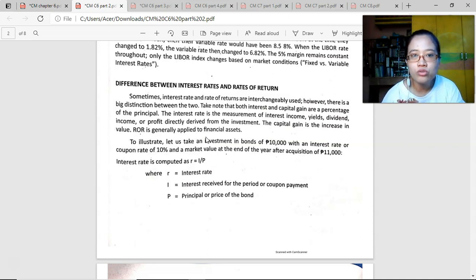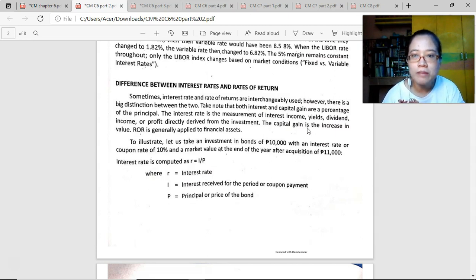Okay? So, yung interest rate doon, measurement of interest income, yields, and dividend income or profit directly derived from the investment. So, for example, during the year, from the number of shares na hawak mo, let's say naka-receive ka ng 5 pesos per share. Okay? So, ang interest rate mo doon would be the 5 pesos, the dividend, kasi yung dividend, natanggap mo na, na income. So, 5 over 100, 5%.